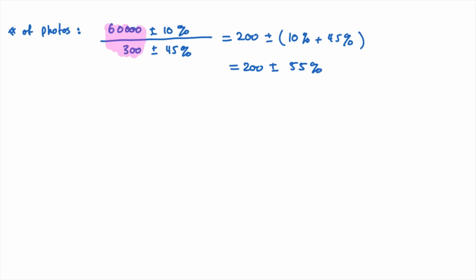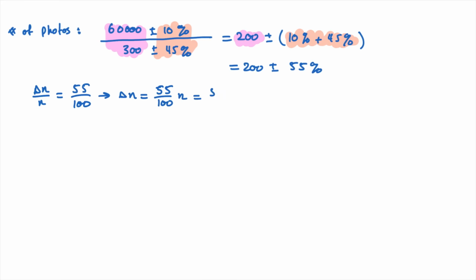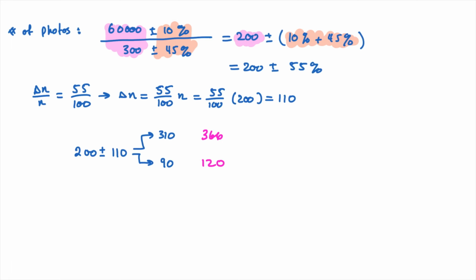Therefore, the number of photos based on this method is 200 plus or minus 55%. Robo knows that 55% is equivalent to 55 over 100. By rearranging for the absolute uncertainty, Robo determines the number of photos to be 200 plus or minus 110 using this method. Comparing this method to the original method has produced very different values.